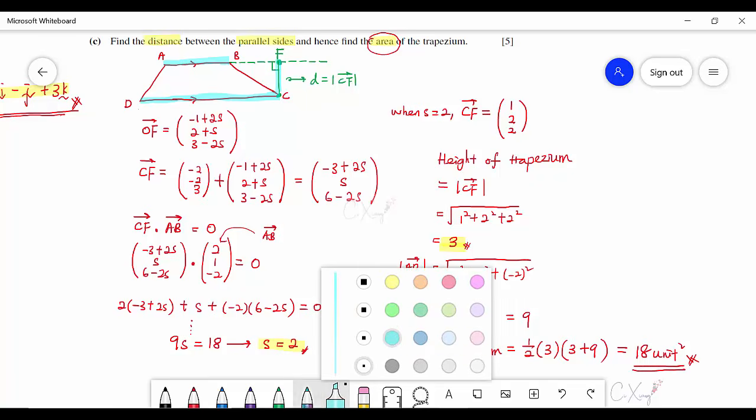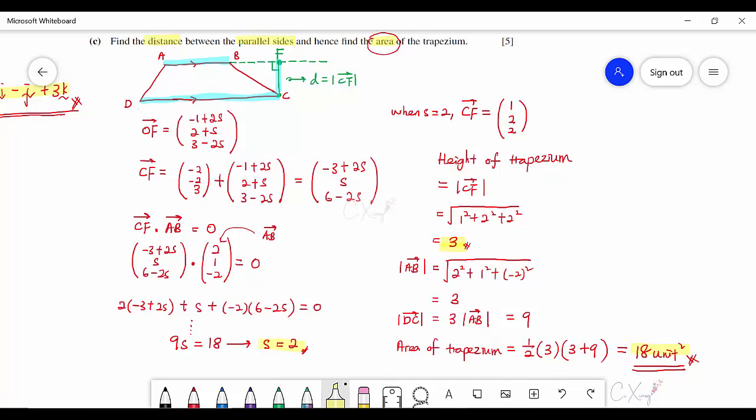Alright, so this is how we actually get the area of the trapezium. So we try to fulfill what the question wants us to find out. The first part of the question wants us to get the height of the trapezium first, and only after that we get the area. So you have to show them two answers here. Alright, so this is how we solve the question.